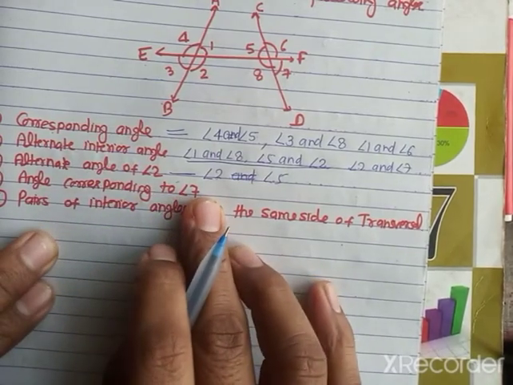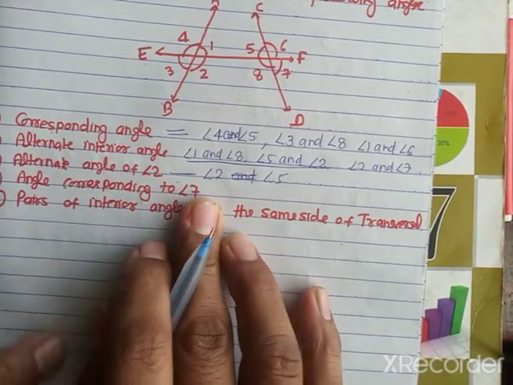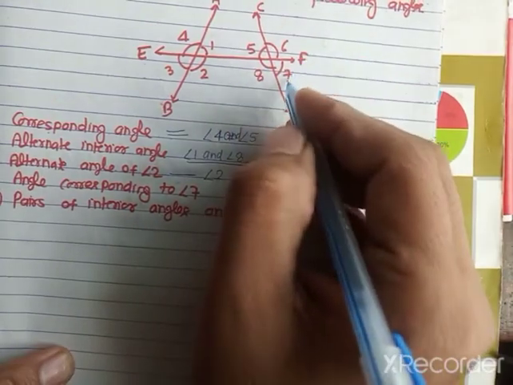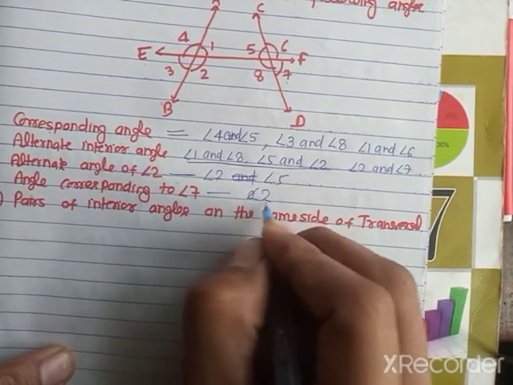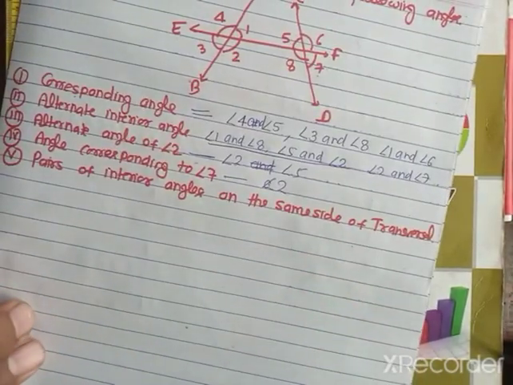Angle corresponding to angle 7: angle 7 corresponds to angle 2.